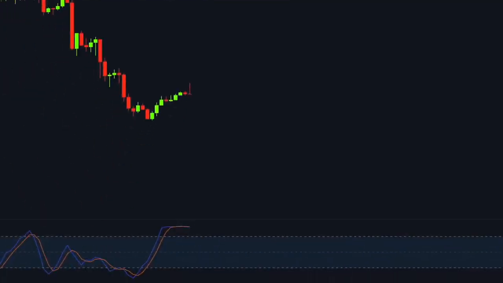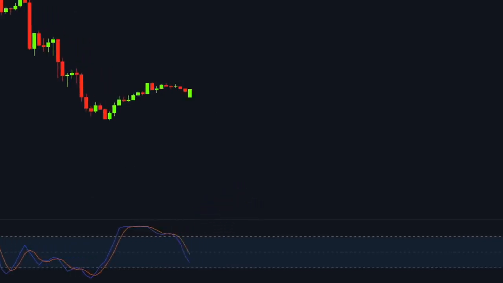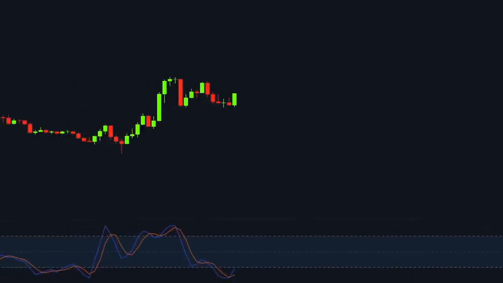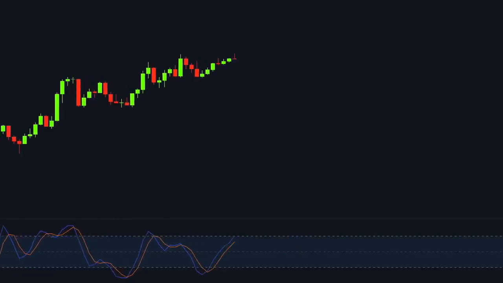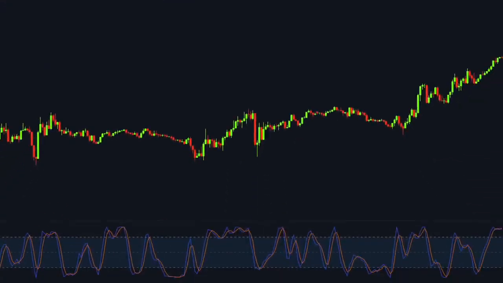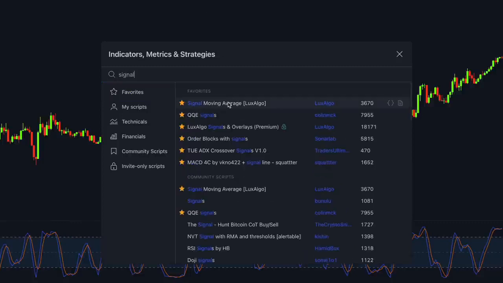For example, a sell signal would be valid only if a bearish cross occurs in the overbought area, which is above 80. Conversely, a buy signal is confirmed if the bullish cross happens in the oversold zone. This way we'll have more high quality trade entries. However, there are still two more TradingView tools we need to add to complete the setup. So open the indicators menu and search for signal moving average by Lux Algo. The settings will remain by default.